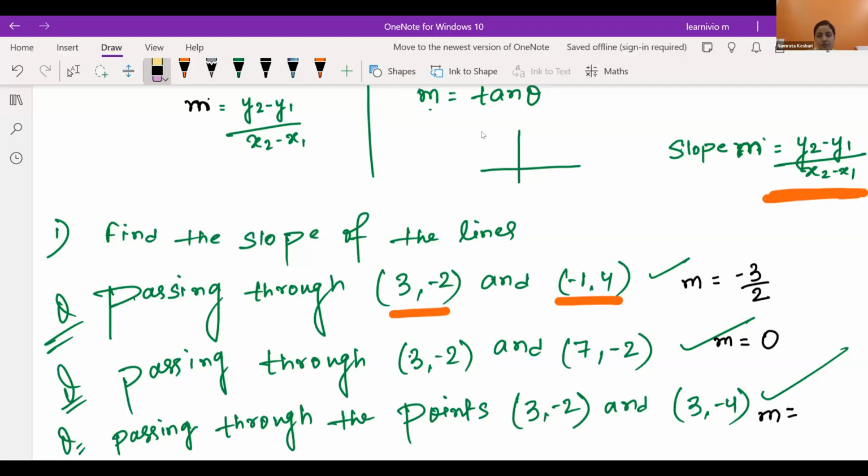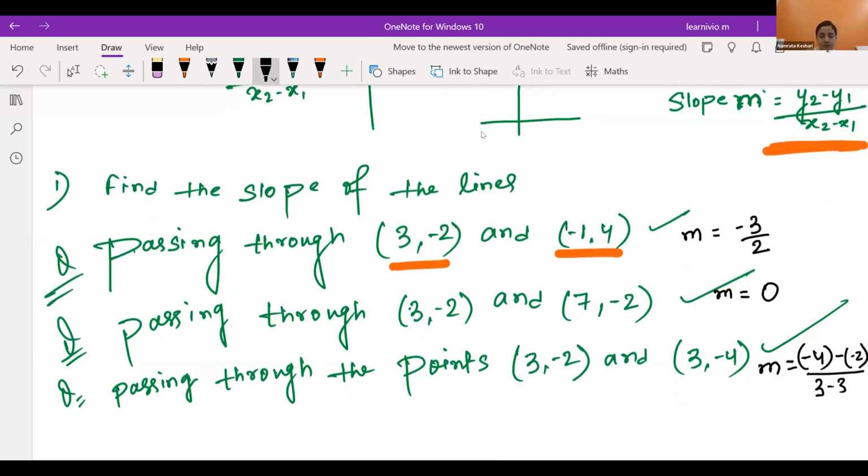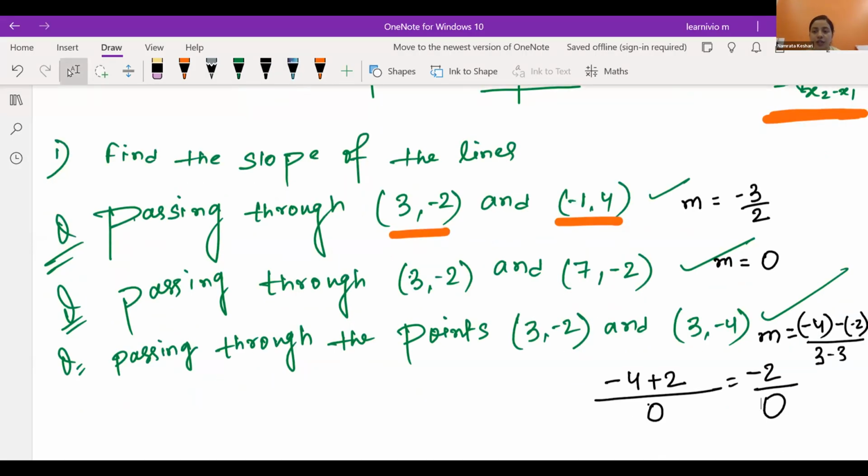Y2 minus Y1 by X2 minus X1. Okay. So these are the slopes which we are getting.